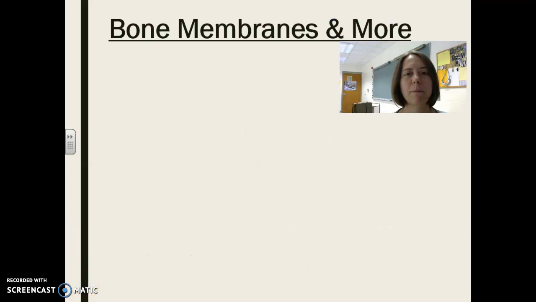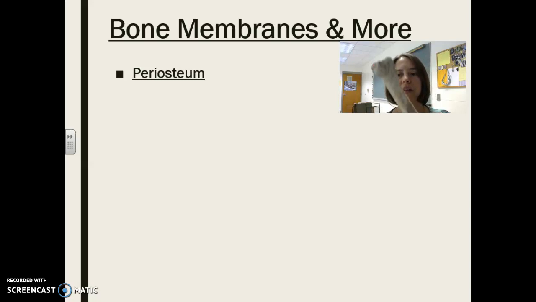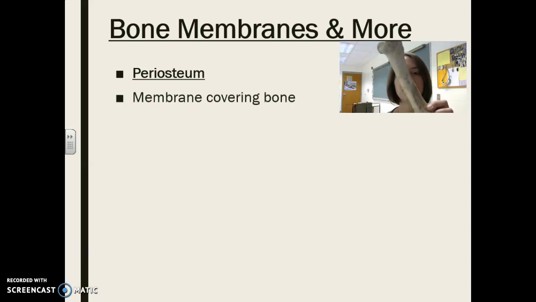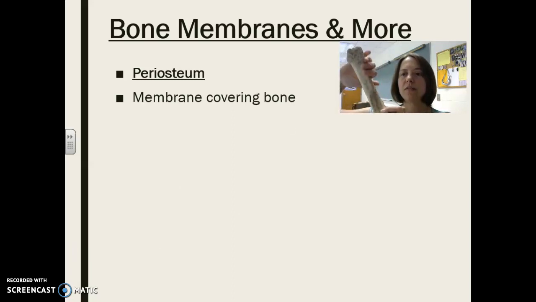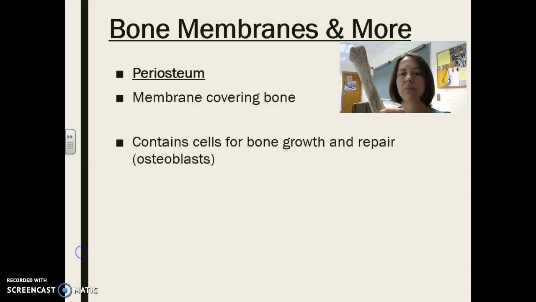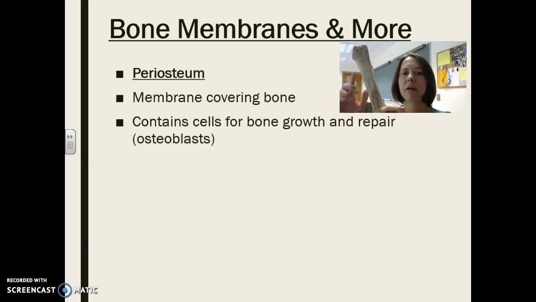So let's talk about bone membranes. One of the bone membranes is the periosteum, and if you recall back in chapter 4, we also talked about membranes. So the periosteum is the membrane covering the bone. If this were a living bone, this would be covered with living tissue, with membrane tissue. So the periosteum contains cells for bone growth and repair, which are called osteoblasts.